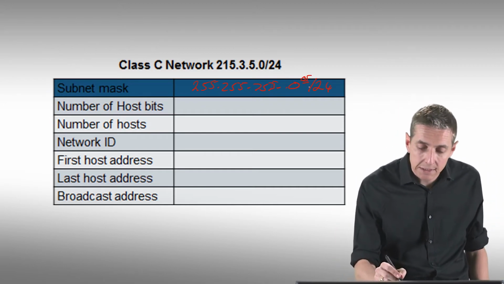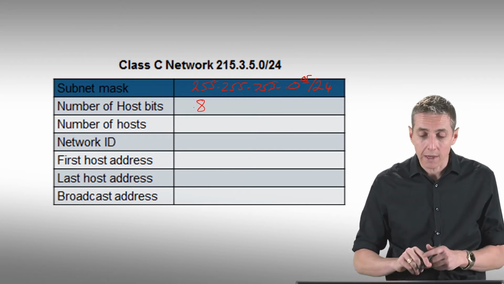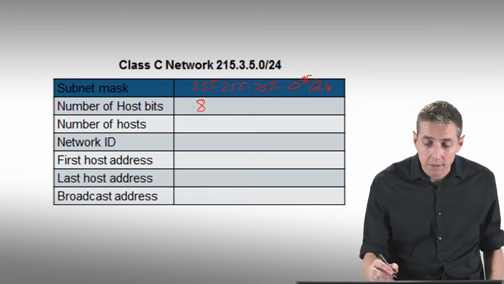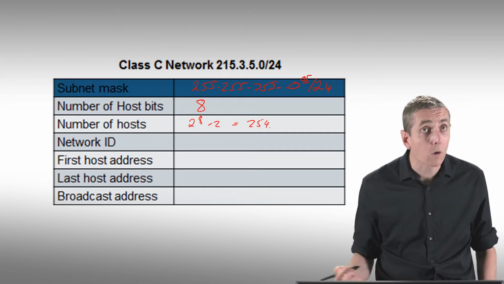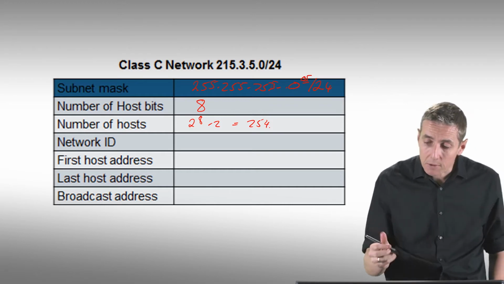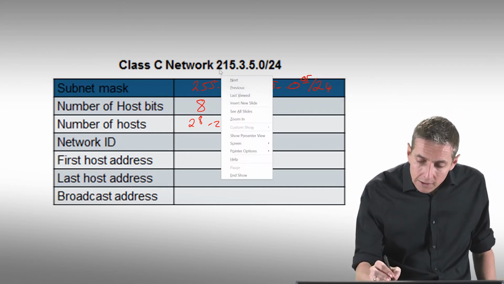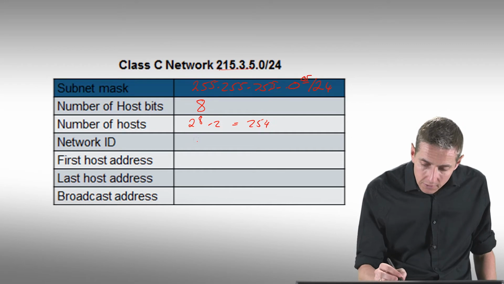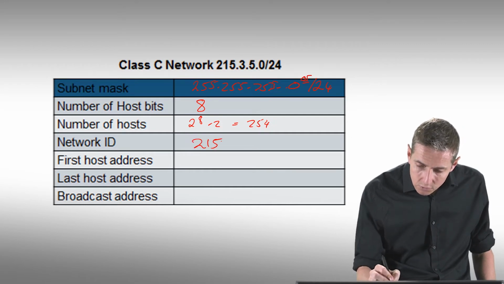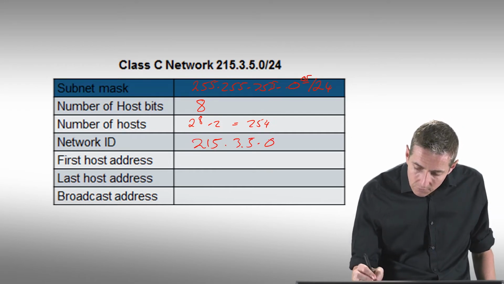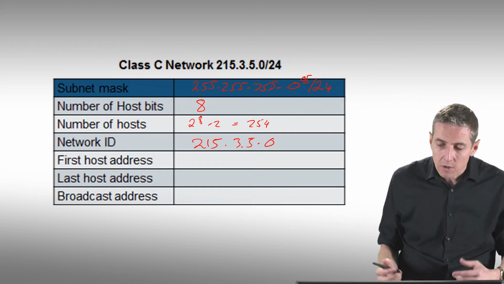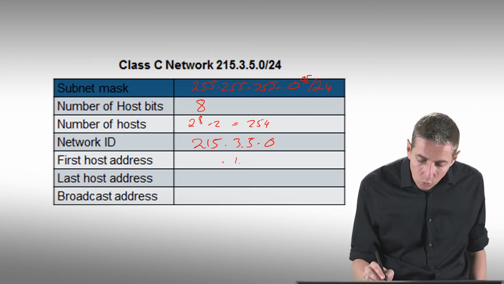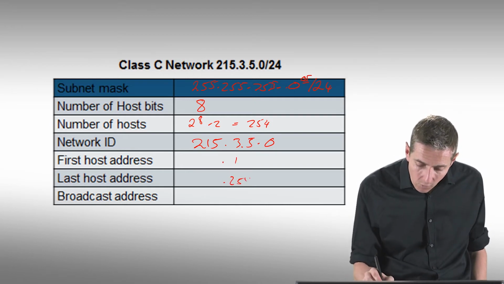Number of host bits, as we said here, this is 8. Number of hosts in this case, so from the host bits, it's going to be 2 to the 8 minus 2, and it's going to be 254. Okay, we always lose 2. Network ID, that's that value there. I'll just write it in just so we're complete. 215.3.5.0. That's the network ID, so that's like our network name. First host address, as we said, is going to be a .1. Last host .254, and broadcast is .255.